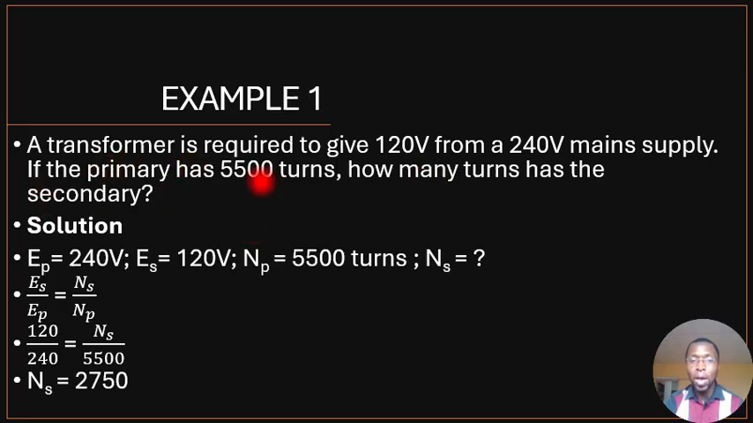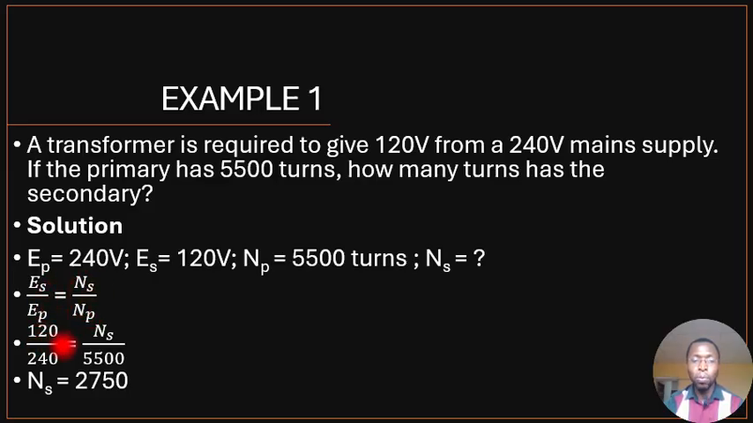Now, if the primary has 5,500 turns, that is, if the primary circuit has this number of turns, our NP, number of turns on the primary circuit, is 5,500 turns. Then how many turns do we have in the secondary circuit? They are unknown, the NS. So the formula to use is the ratio of the secondary voltage to that of the primary voltage is equal to the ratio of the number of turns of the secondary circuit to that of the primary circuit.